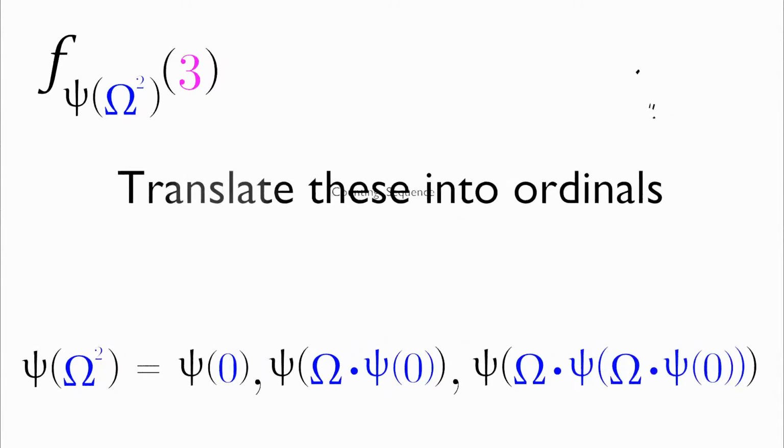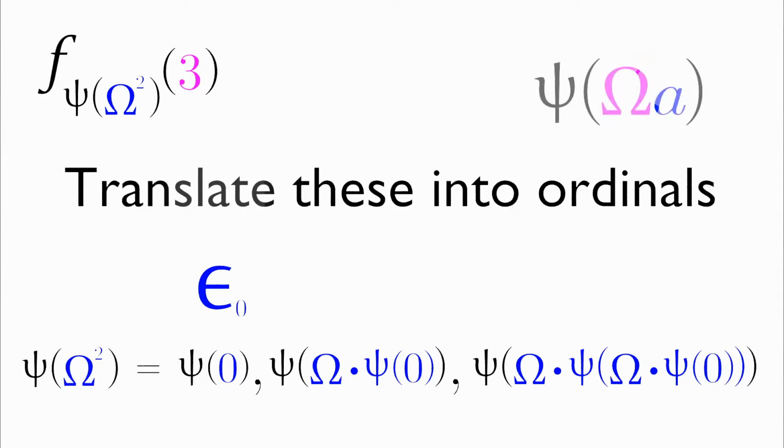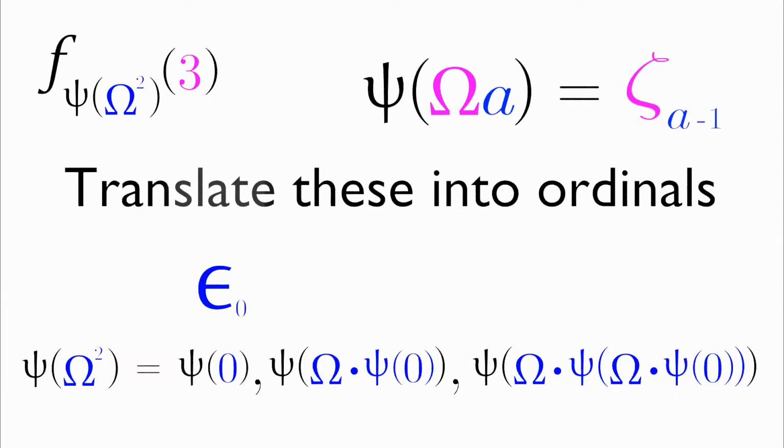Now let's translate these into ordinals. Psi 0 collapses to epsilon 0. Now what about psi omega times psi 0? Remember in our previous video, we said that psi omega times A is equal to zeta A minus 1. Because we have omega times psi 0, this collapses into zeta epsilon naught. Now psi omega times zeta epsilon naught, now this collapses with zeta with the subscript of zeta epsilon naught.